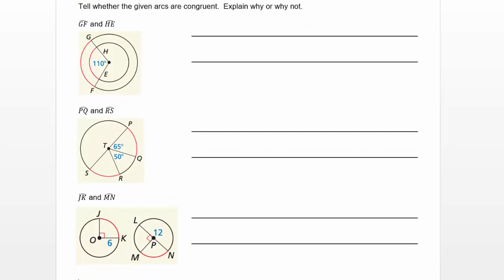Okay, lastly, we'll identify some congruent circles. We have to state whether these two arcs are congruent or not, and explain why or why not. GF and HE have the same central angle, so they have the same degree measure, but they are not congruent because they are not made from circles that are the same size, or from congruent circles.